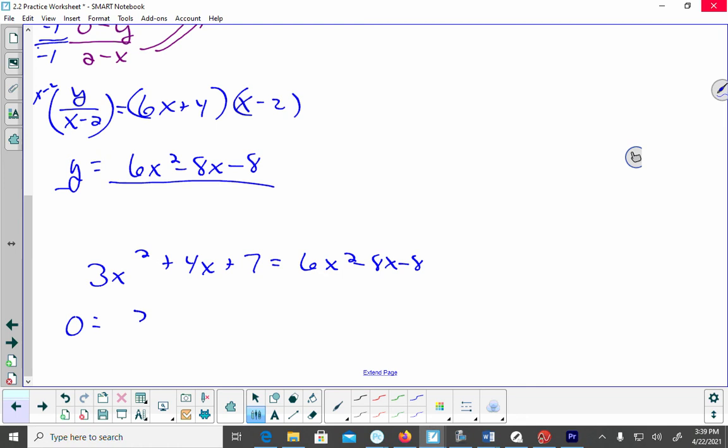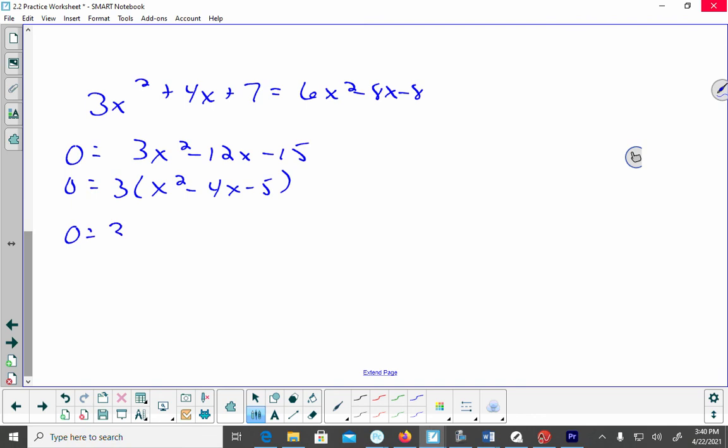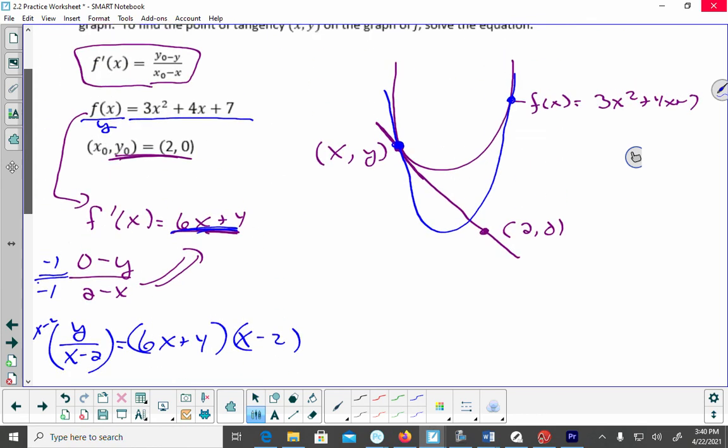So this will be 3x squared minus 12x minus 15. I'm going to do product sum, so I'm going to do myself a favor and divide by 3. That should make life a little bit easier. So I'm going to have (x minus 5)(x plus 1). So x is equal to 5 and x is equal to -1. So this point here is probably -1 something, and then this point over here is 5 something.